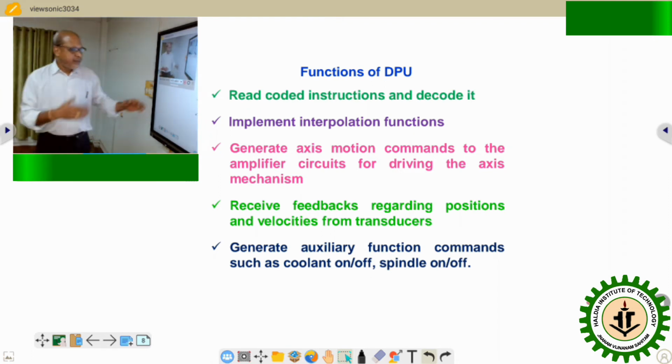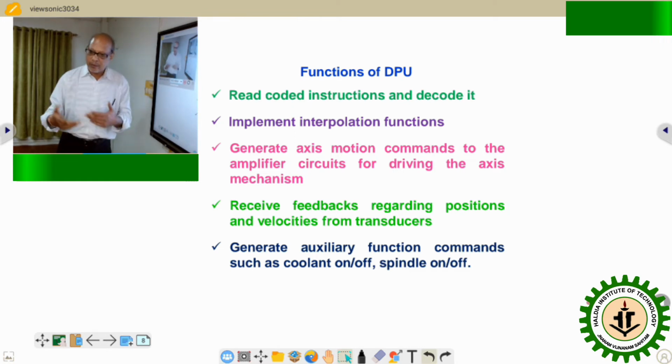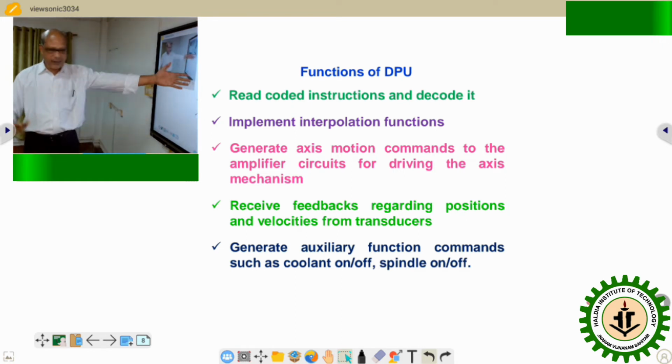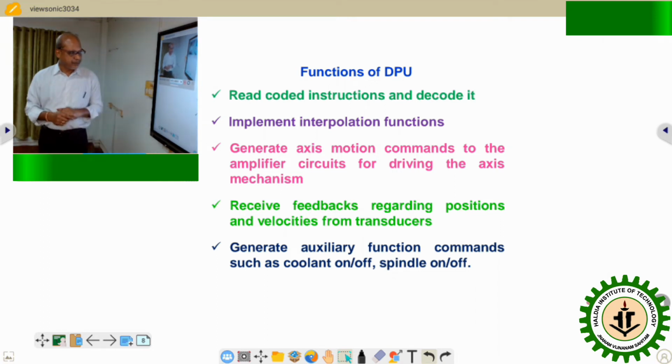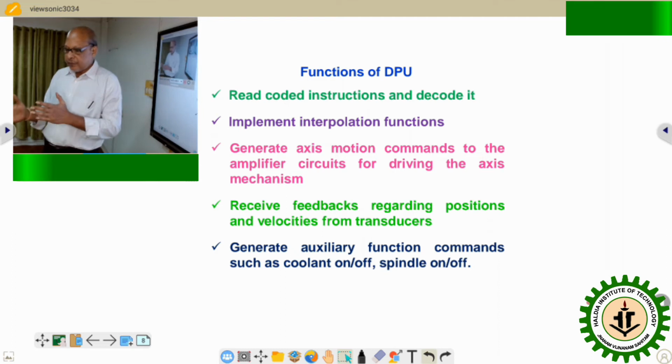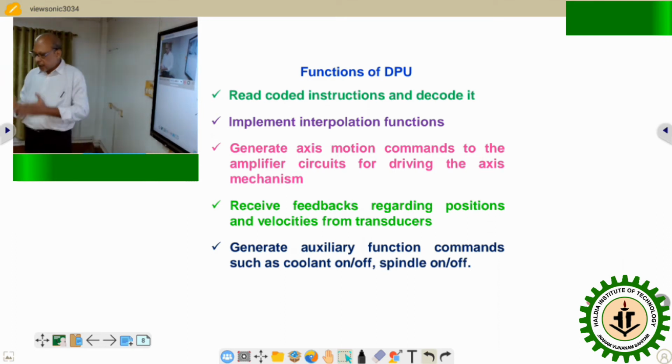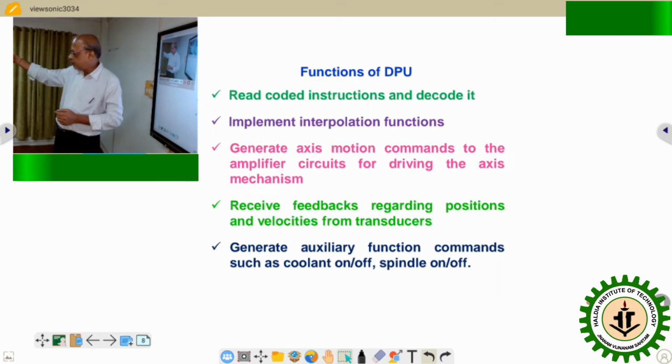Details of the mathematics and numerical problems we will discuss in lecture number 8 or 9. Third, generate axis motion commands to the amplifier circuits for driving the axis mechanism. So in the part program, if you want to implement the cutting tool motion, you have to generate axis motion commands. As I was saying, we would like to undertake a turning operation. So the tool should take the depth of cut and start moving from this point to this point.